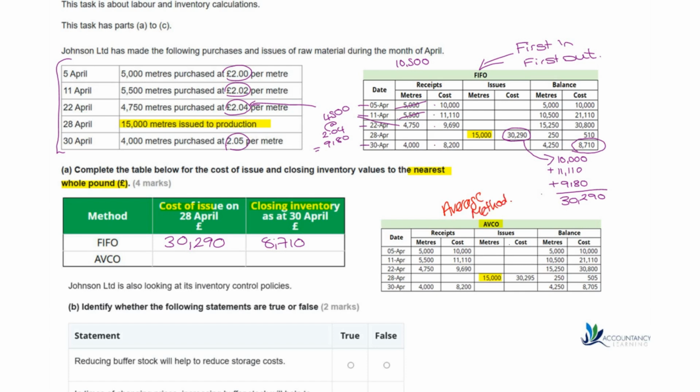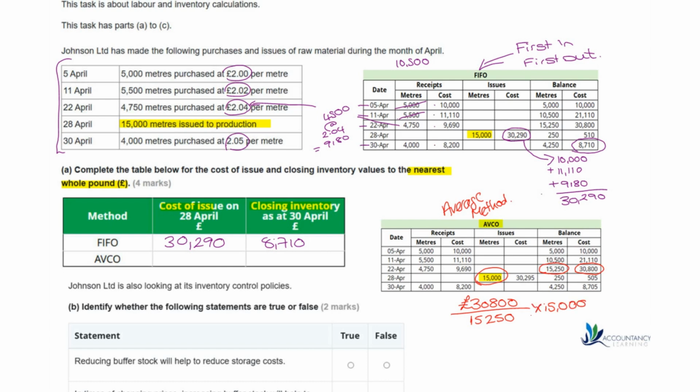And what that means is whenever we come to an issue, we simply take what the metres and the cost that we had prior to the issue in total, and we find out what the cost per metre is based on those. So we had £30,800 cost. We'll divide that by the number of metres that we've got in stock in total, so that's our stock level, then times it by the number of metres that we're issuing.